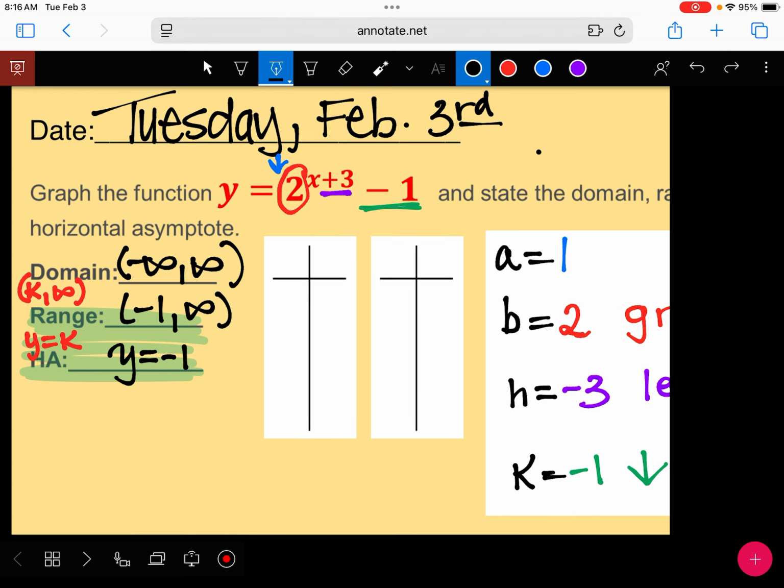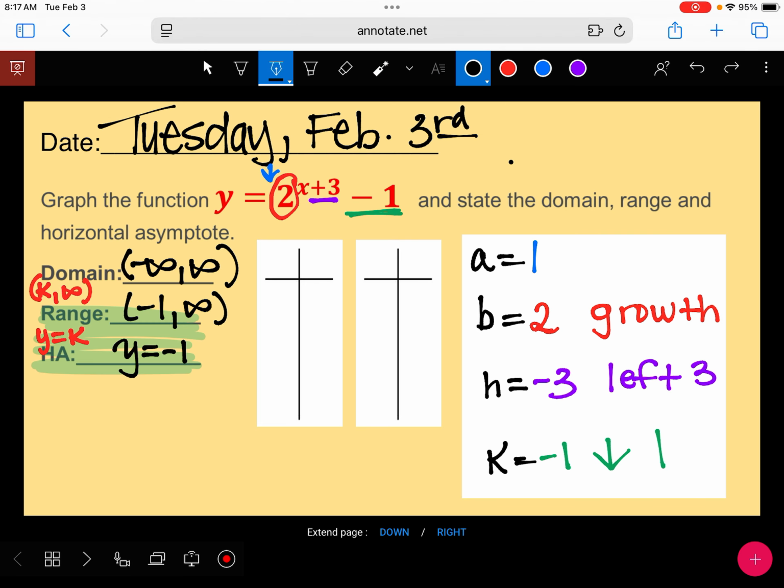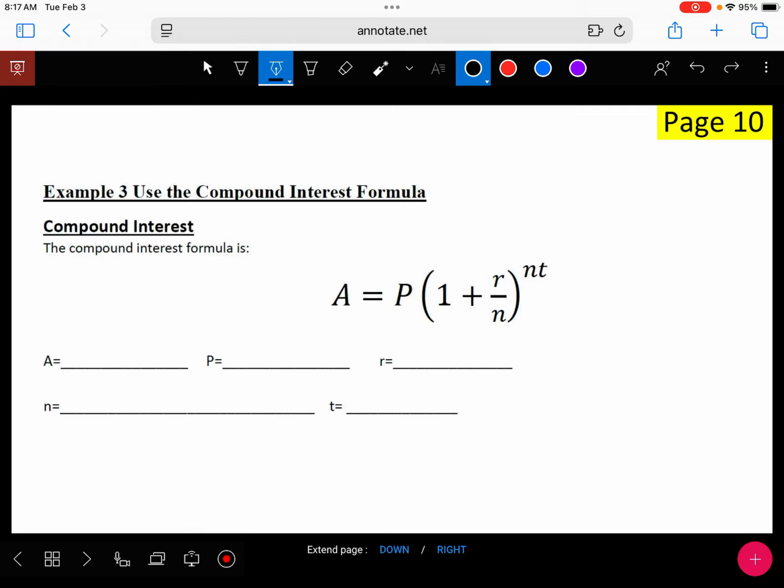All right, let me zoom back out. Okay, so we're going to do a new formula today. In your notes, we're going to go to page 10. We're not going to graph because I didn't realize that the graph did not come out on our copy. Now, it's very similar to the formula we did on Friday, but we're adding something new, and that's the n value. That's what we're adding that's new.